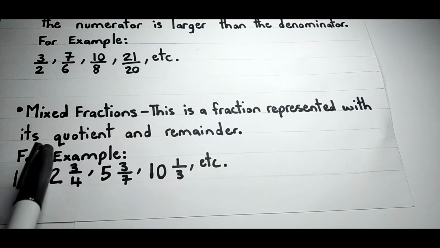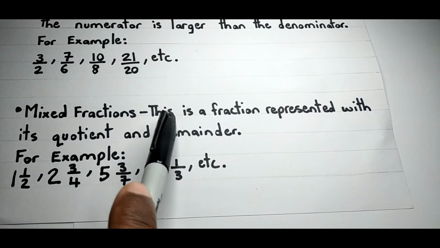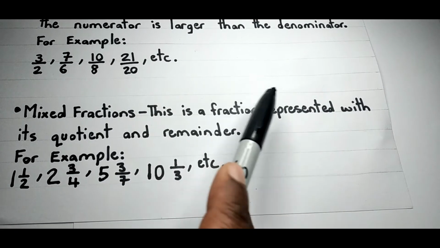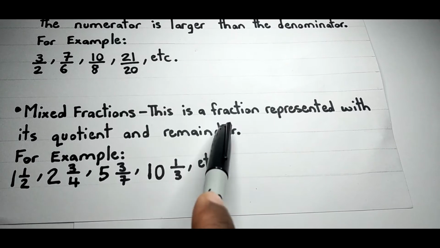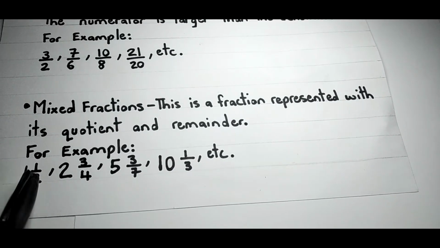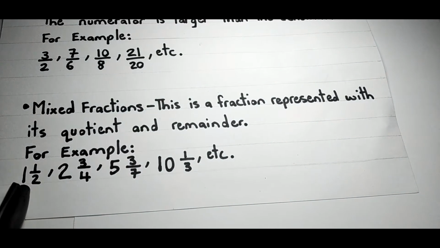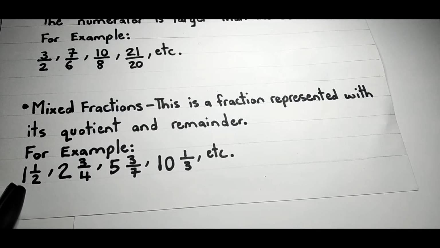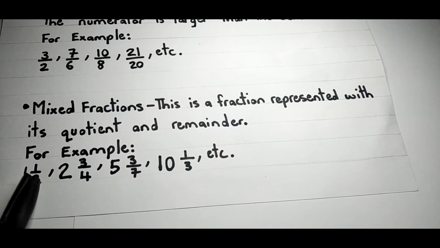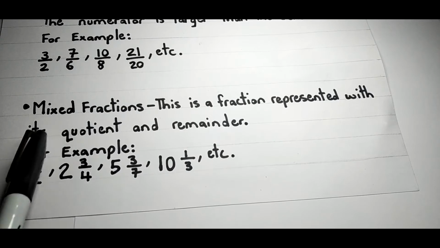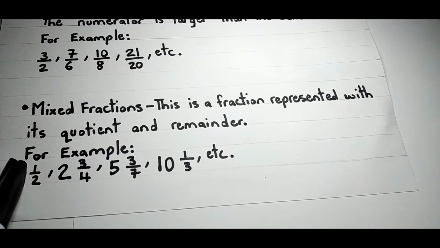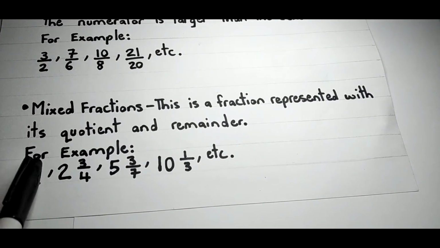All right, so according to this, it is represented with its quotient and remainder. Pretty much, in layman's terms, that means you would have a whole number and a proper fraction. That's typically how we represent a mixed fraction. So we have a whole number and a proper fraction.